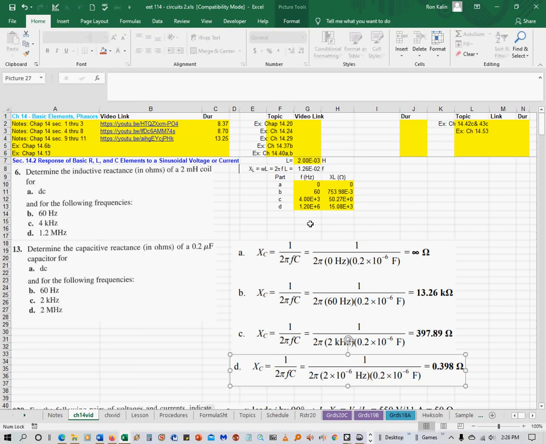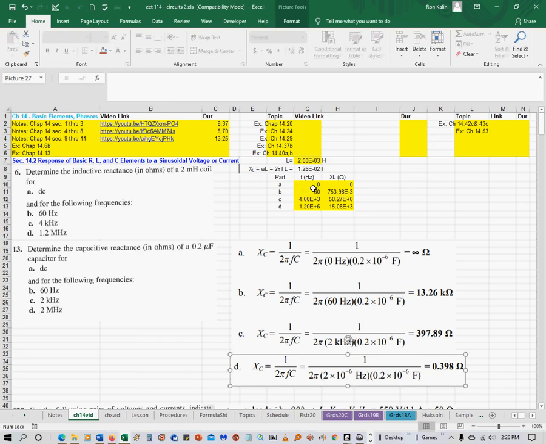AET 114, Chapter 14. This is Basic Elements and Phasors, example problem 6. It says determine the inductive reactance in ohms of a 2 millihenry coil for the following frequency. So L is going to be equal to 2 times 10 to the negative 3 henries, which is 2 millihenries. And then part A is a DC frequency, which means 0 hertz.